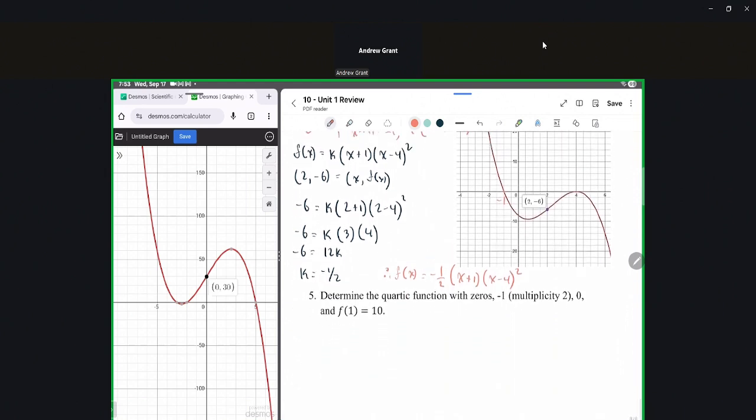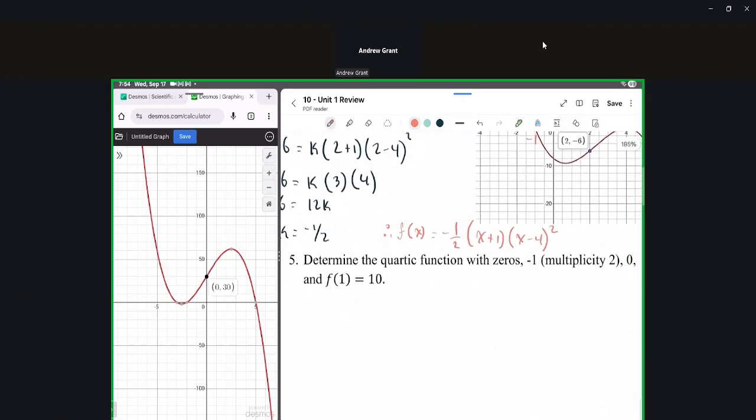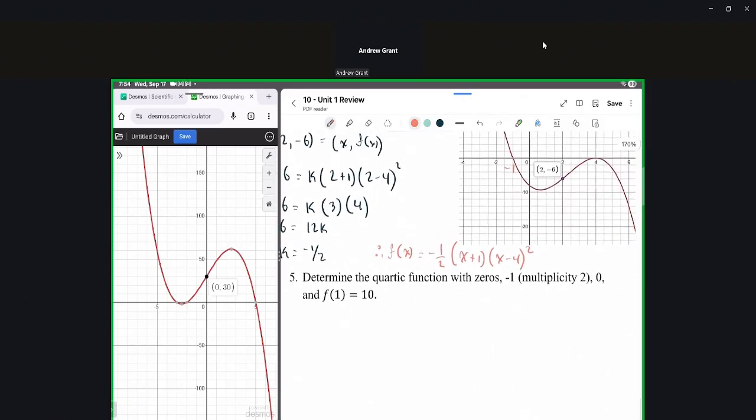Okay, lastly but not leastly, we're going to determine the equation for a quartic function with zeros of negative 1 multiplicity 2, 0, and f of 1 equals 10. So I made a small mistake here. This should be multiplicity 3, otherwise it's not going to be a quartic. And so we're going to have here f of x is equal to k times, now we have just an x value here. So if you have k bracket x, you can write that just as kx times (x plus 1) to the power of 3.